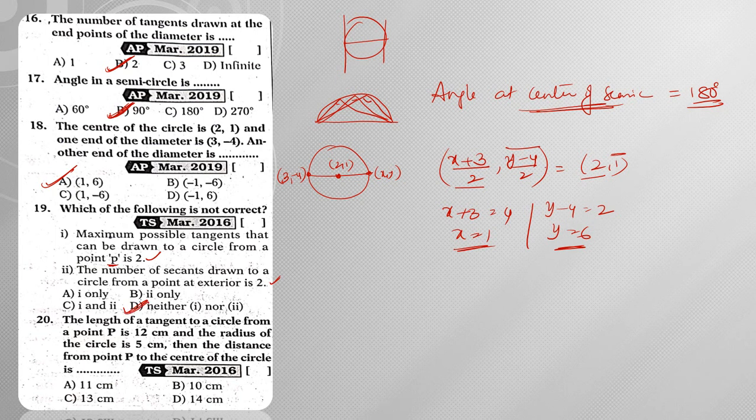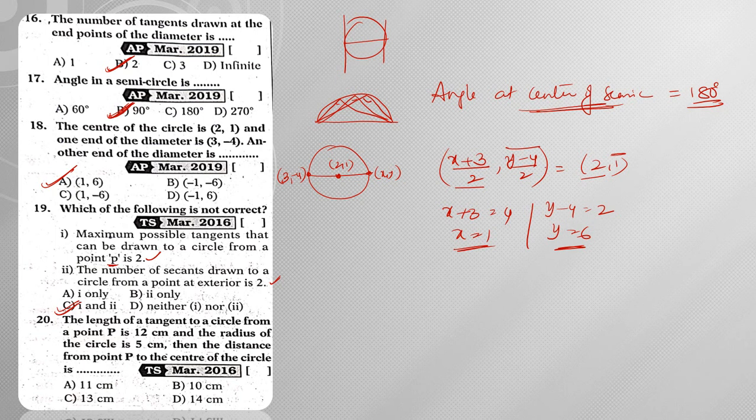Which of the following is not correct? Both are not correct. So 1 and 2, because in 1 he did not mention that the point is external, so we cannot say, right? The second one, we can draw more than two secants from an external point. So both 1 and 2 are not correct.